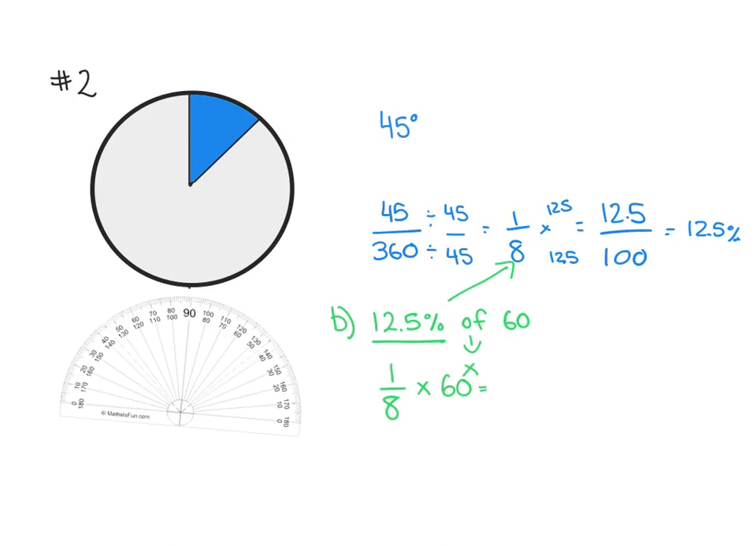So 1 times 60 is 60. 8 times nothing, or it could be an invisible 1, right? Because 60 is 60 out of 1 out of 8, and the fraction bar is code for division. So 60 divided by 8, and 60 divided by 8 is 7.5.